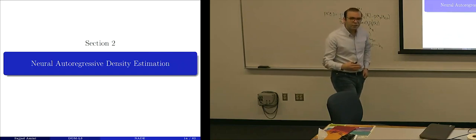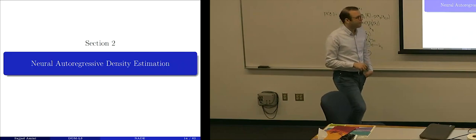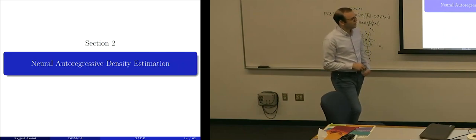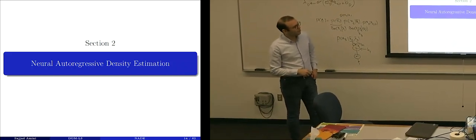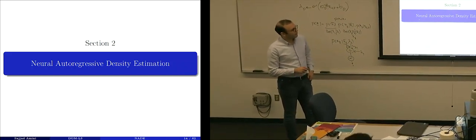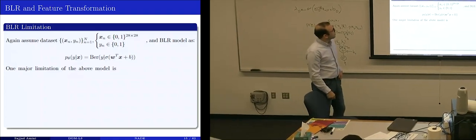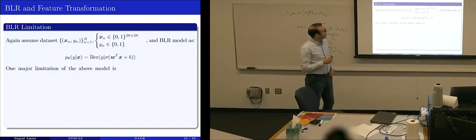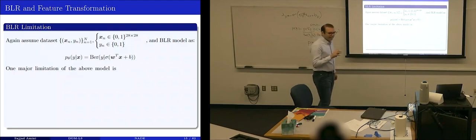We want to continue with family characterization. We do not talk about how to learn a model yet. So the next model is neural autoregressive density estimation, which is abbreviated as NADE. It is a very well-known model in generative modeling. So what is the main limitation of BLR, binary logistic regression or multinomial logistic regression? They have a severe limitation.